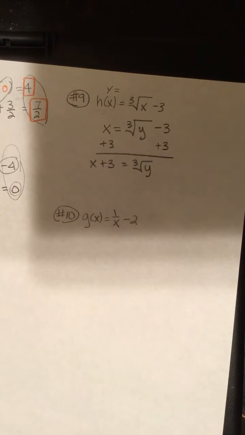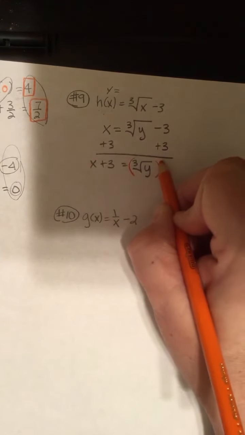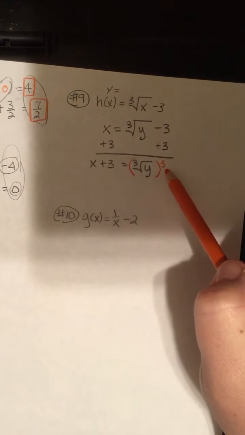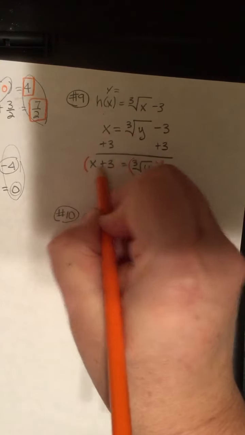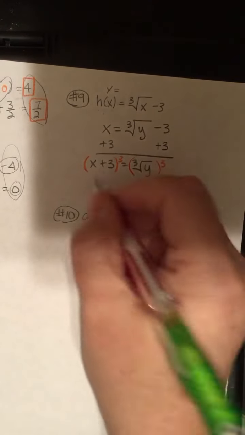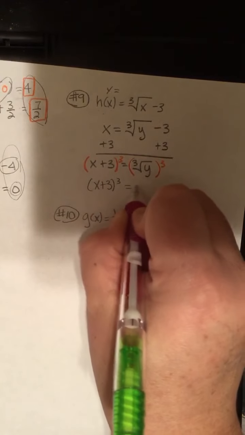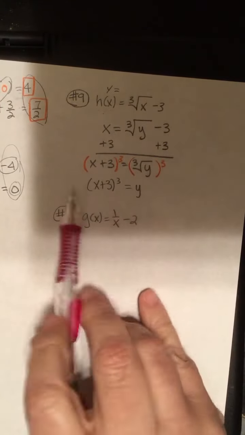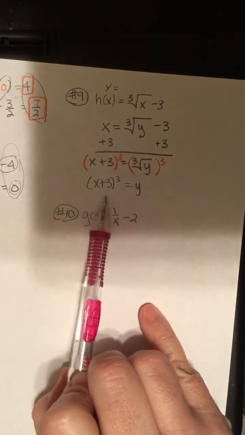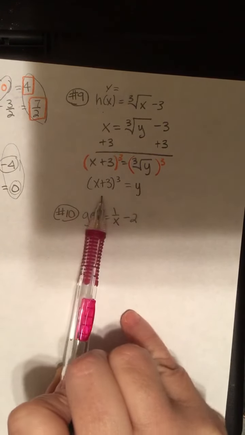Now, just like the same way that we undo a square root by squaring it, we're going to do the same thing here. So the inverse of the cube root is to cube it. Whatever I do on the right side, I have to do on the left side. So that leaves me with x plus 3 cubed equals y. I'm not going to go ahead and multiply this out. I don't need to do that. I have y by itself. This would be my function.